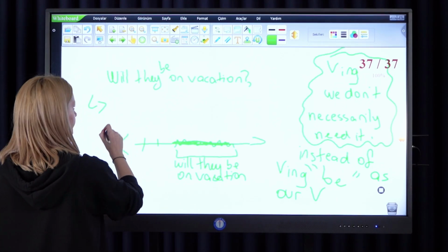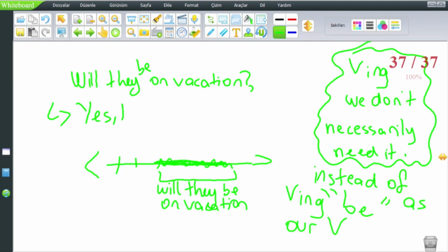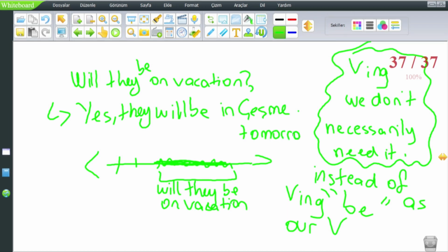I can say, yes, they will be in Çeşme. For example, tomorrow. Again, we're talking about a long action here.